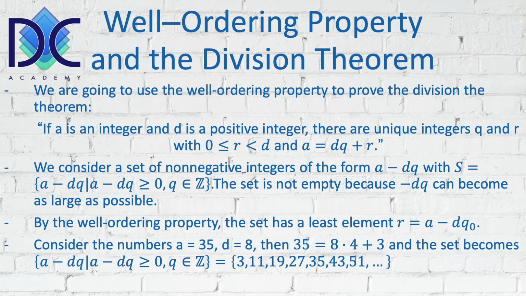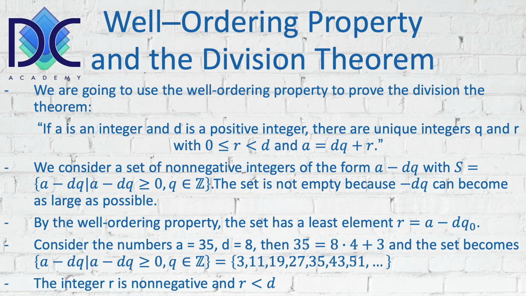And what we can now do is to write this set, and this set of a minus dq is equal to 3, 11, 19, 27. So we always add 8 to the lowest number. And basically we see here that we have a lowest number, a least number in this set.